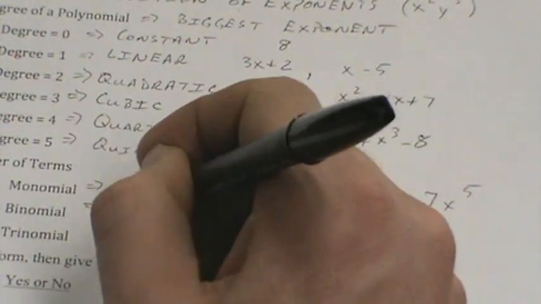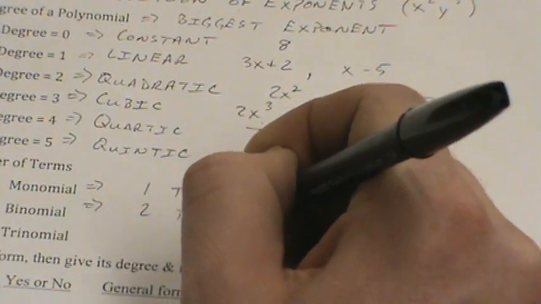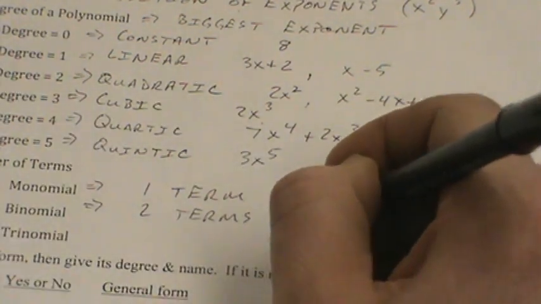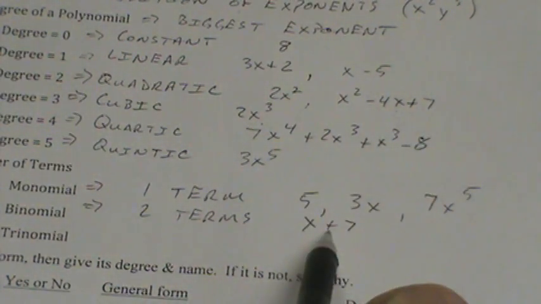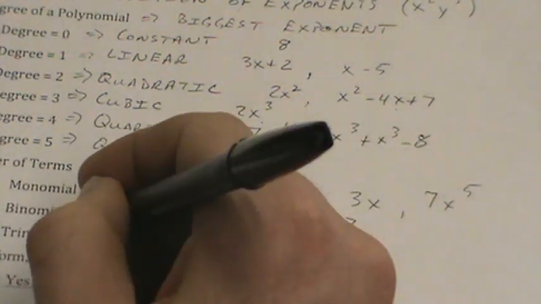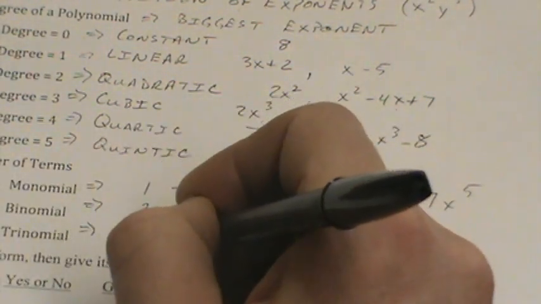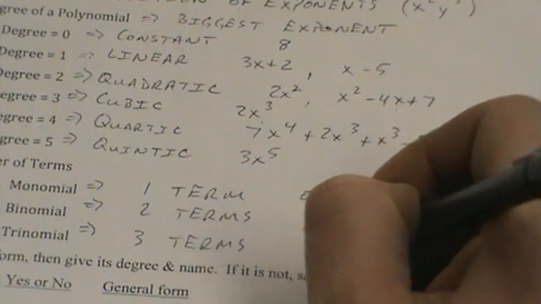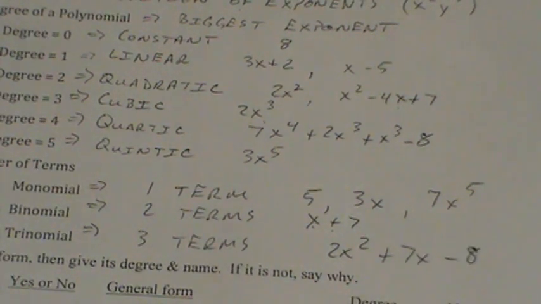Binomial would be 2 terms. So maybe x plus 7. As soon as you add addition and subtraction in there, it creates another term. So those are 2 separate terms. Last one, trinomial, is 3 terms. So if I have maybe 2x squared plus 7x minus 8, here's term 1, here's term 2, here's term 3. So I'm going to call this a quadratic trinomial. Quadratic means power 2. Trinomial means 3 pieces, so we have that name for it.